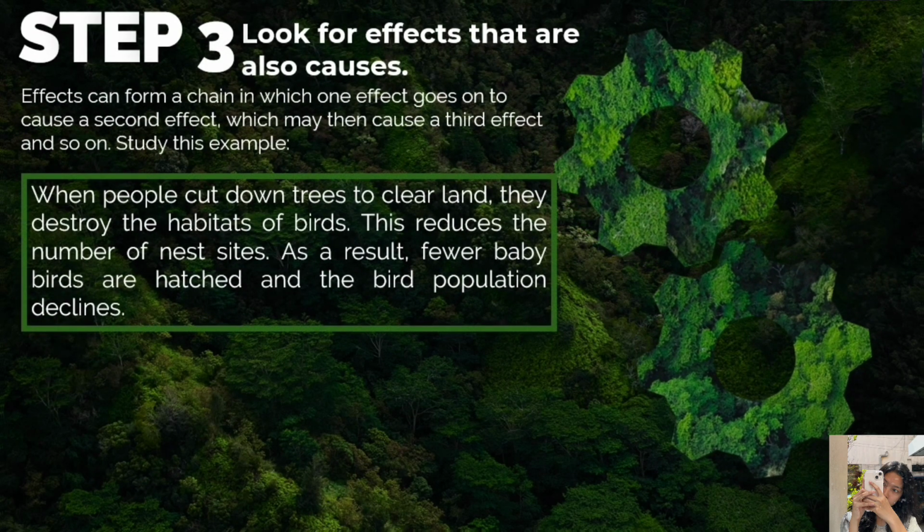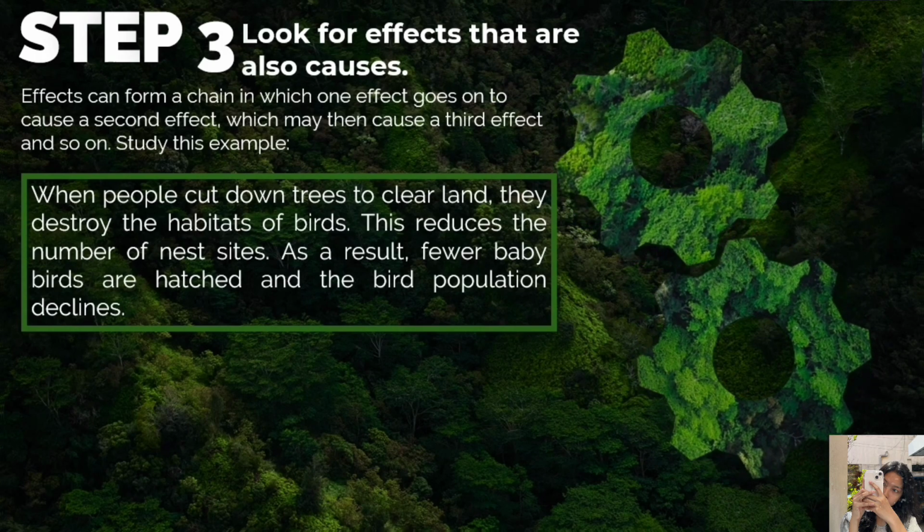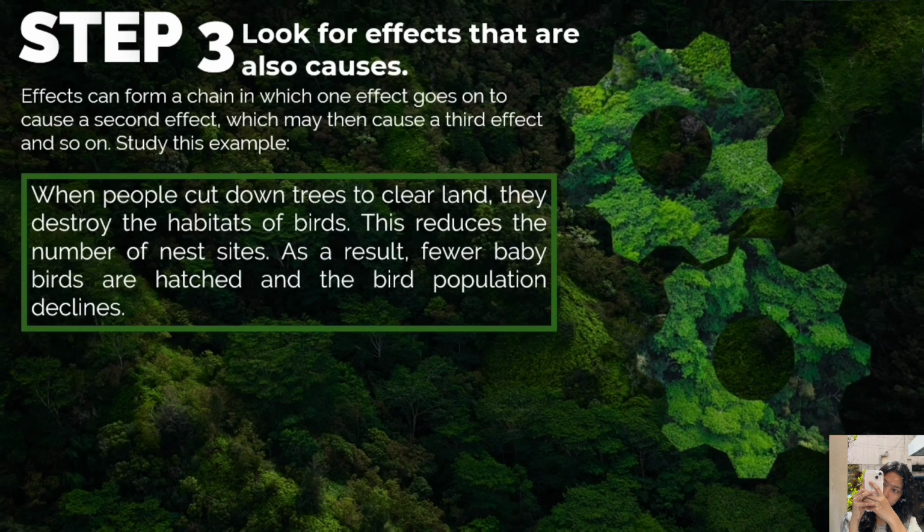Now we go to the last step. Look for effects that are also causes. Effects can form a chain in which one effect goes on to cause a second effect, which may then cause a third effect, and so on. Alex, can you read the following example text?